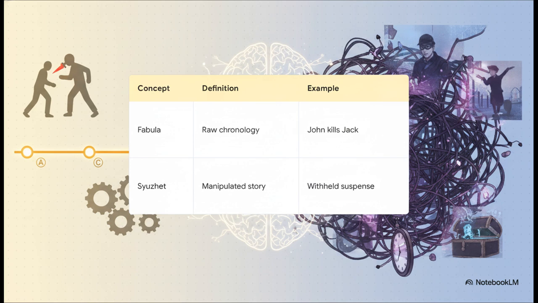A happens, then B happens, then C. But the sujet? That's the artful presentation. It's starting the book at the very end, using flashbacks, or strategically withholding information to build suspense. The formalists basically prove that the art of storytelling isn't just about what happens, but the structural sequence of how you, the reader, are allowed to discover what happens.